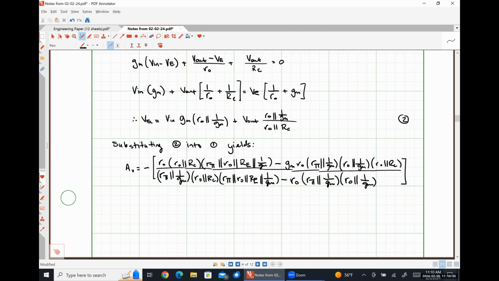It's just a big regurgitation of resistances in parallel multiplied by conductances all over the place. This doesn't really tell us anything useful. So in order to figure out what role emitter degeneration plays, while this is formally correct, let's see what happens if we were to let R naught approach infinity. If we didn't have the early effect included, this actually simplifies down to something that's still a bit annoying, but not too terribly bad.